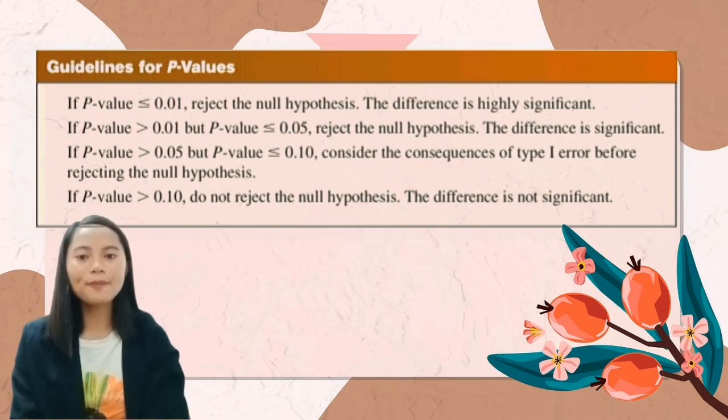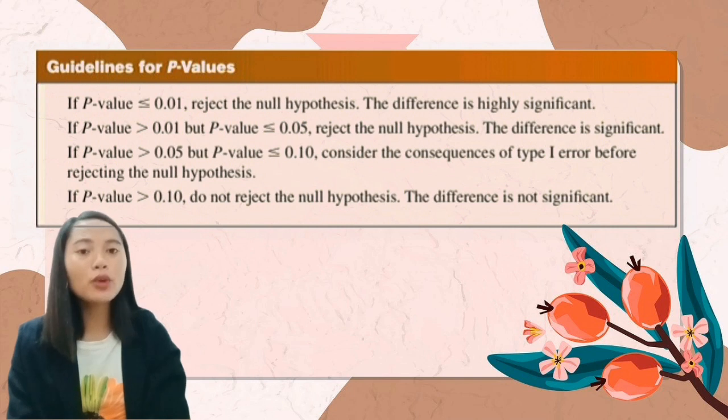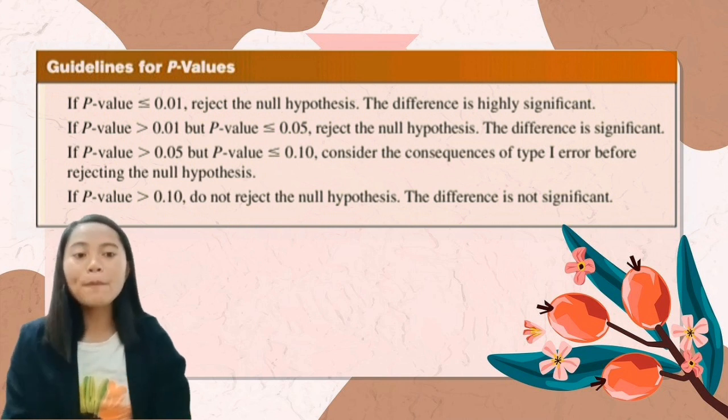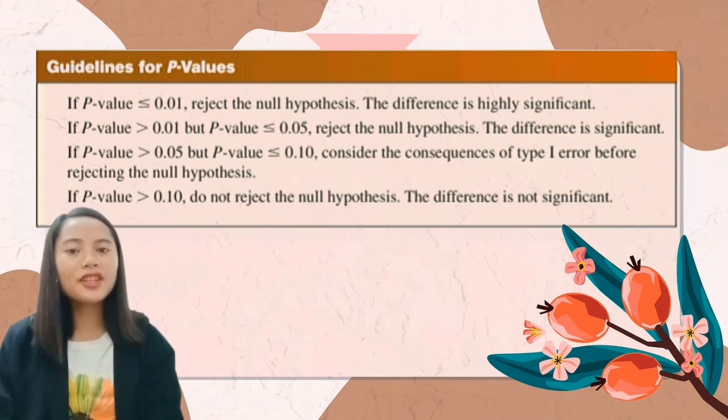So here are the guidelines. If p-value is less than or equal to 0.01, reject the null hypothesis. The difference is highly significant. If 0.01 is less than the p-value, but p-value is less than or equal to 0.05, reject the null hypothesis. The difference is significant. If 0.05 is less than the p-value, but p-value is less than or equal to 0.10, consider the consequence of a type 1 error before rejecting the null hypothesis. If p-value is greater than 0.10, do not reject the null hypothesis. The difference is not significant.